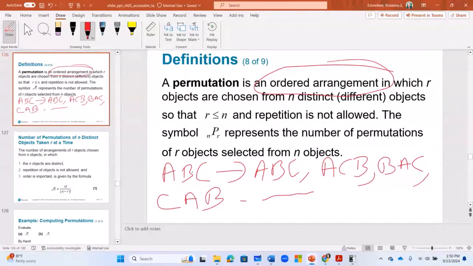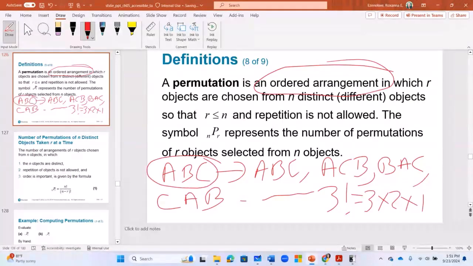So how can I even know the number of permutations here? I can say 3. How many of them? 1, 2, 3. So I can say 3 factorial. Why did I use 3? The sample space is 3. So 3 times 2 times 1. 3 times 2 is 6. So actually, there are 6 different ways I can arrange ABC.